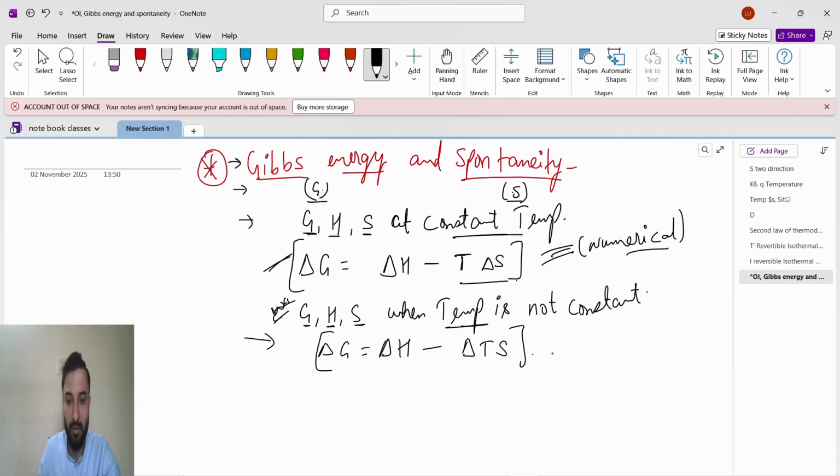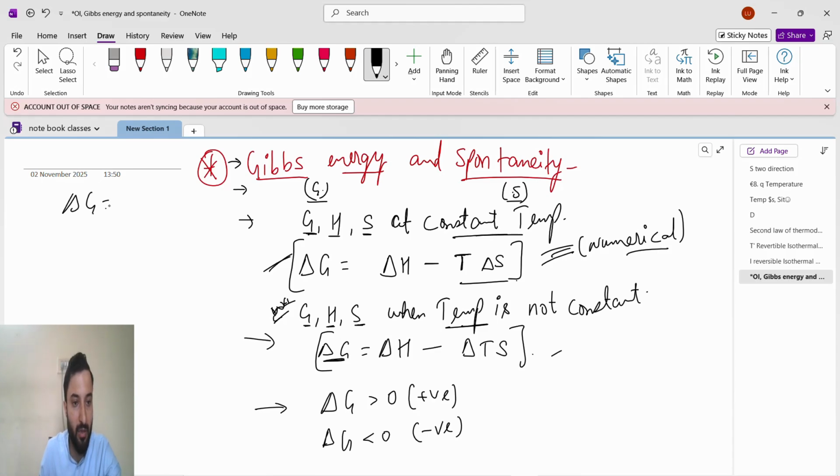So keep the formula memorized in your mind. Next point is, again this delta G. If you are talking about delta G, we have 3 values: either greater than 0 means positive, or less than 0 means negative, or delta G equals to 0. Equals to 0 means equilibrium.